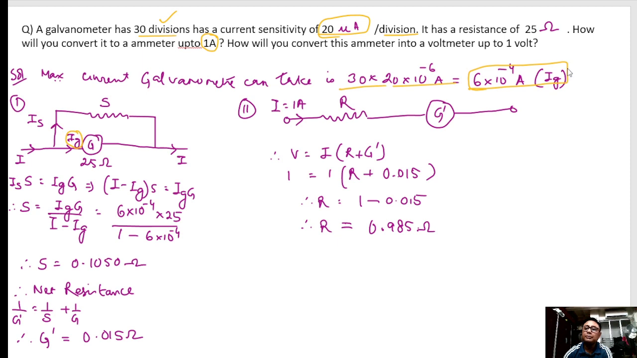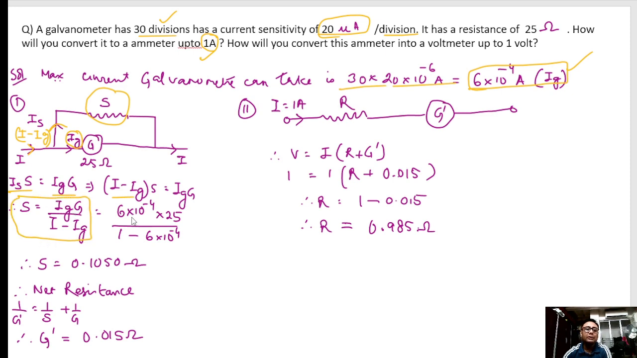So see, this is a very small current, but I want to measure a high current. That means the rest of the current should pass through a low resistance in parallel. So we know Is into S equal to Ig into G. Potential of this and potential of this should be the same because they are parallel. In place of Is, I will write I minus Ig. Ig goes here. So how much current will go? I minus Ig will go here. So from there, S is this.